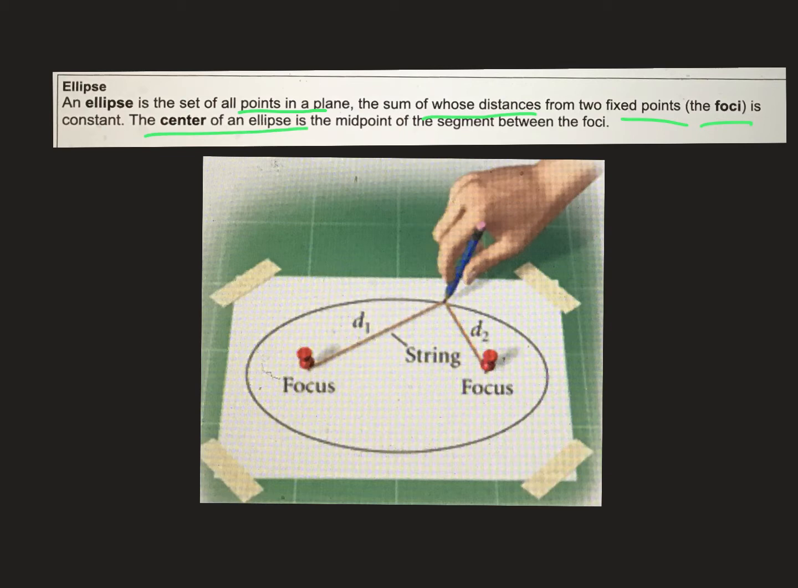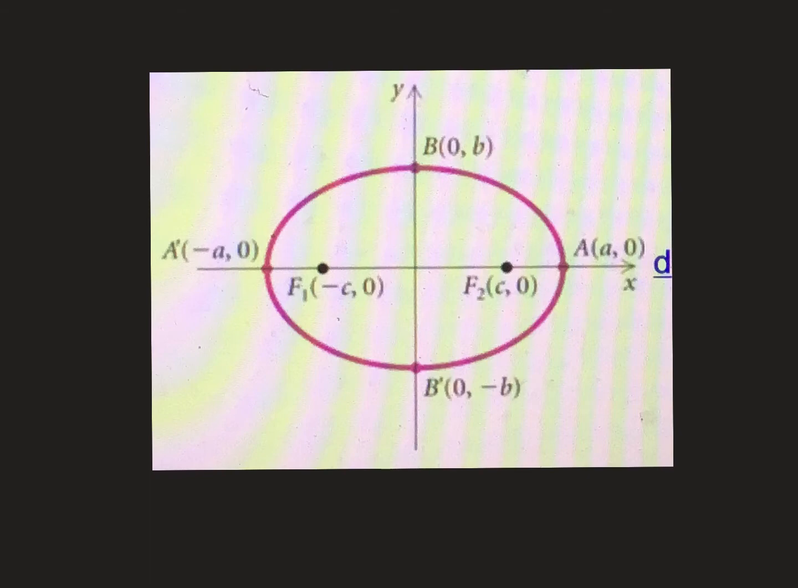So if you took, like they did right here, a string, and you put two pins, two tacks, and drew this oval, what would happen is every point on the oval, if you take those two distances and add them, you get the same thing. So it's pretty cool. Okay, here's what ours is going to look like.